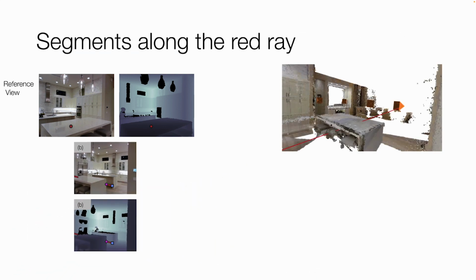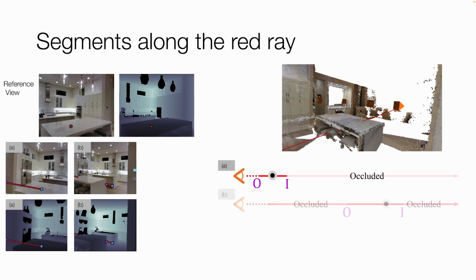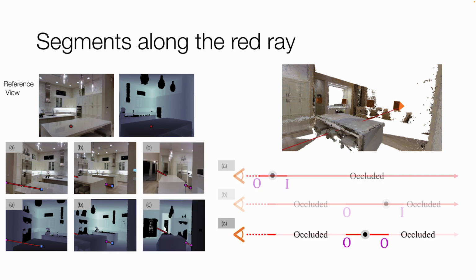Now we show a representation of this event along the ray for the point Z_R. We can do a similar process for other auxiliary views and recover different segments. For view A, we can recover an occlusion intersection segment. For view C, we can recover an occlusion segment.